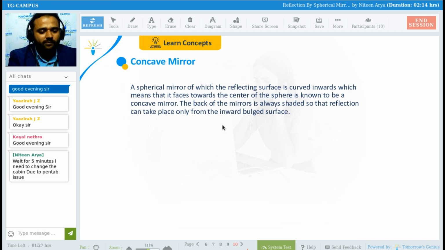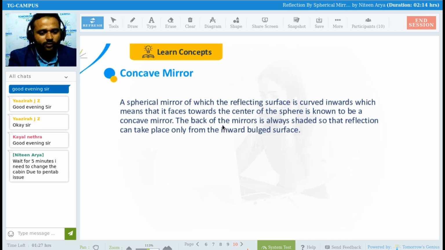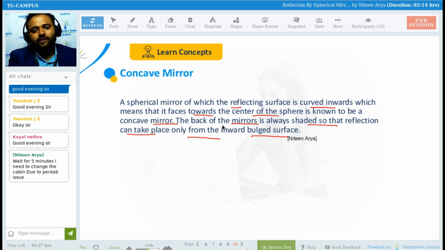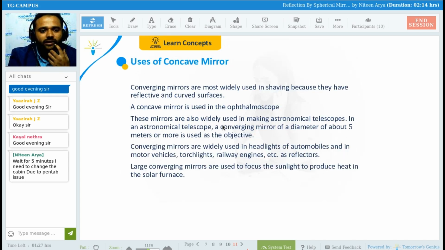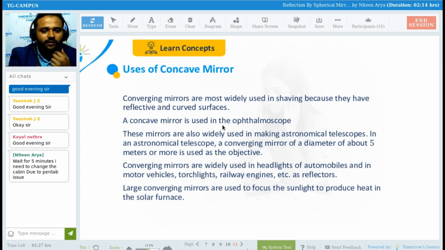Concave mirror. What is a concave mirror? A concave mirror is a spherical mirror whose reflecting surface is curved inward, which means that it faces towards the center of the sphere. The back of the mirror is always shaded so that reflection can take place only from the inward bulged surface.